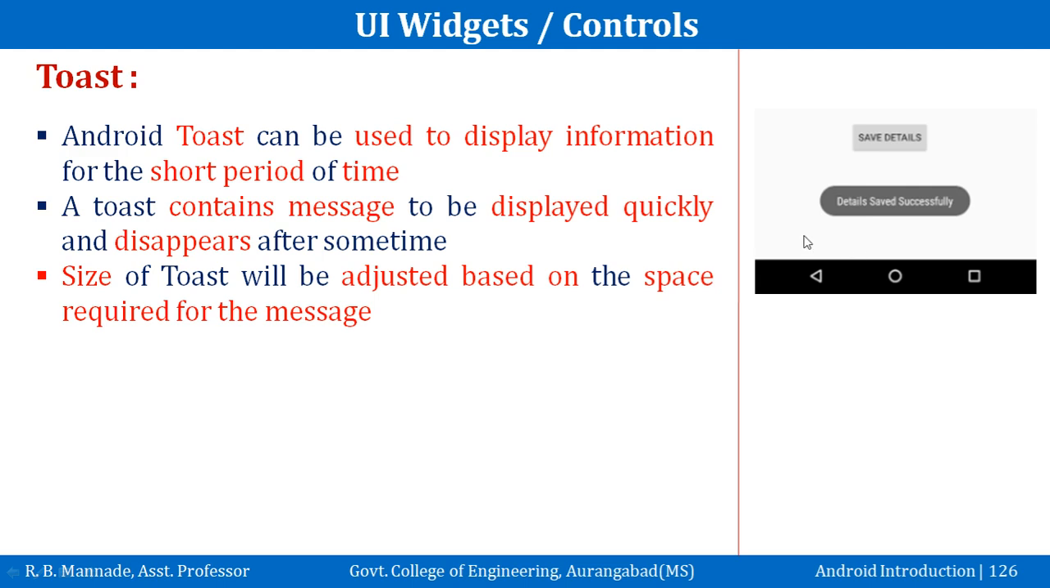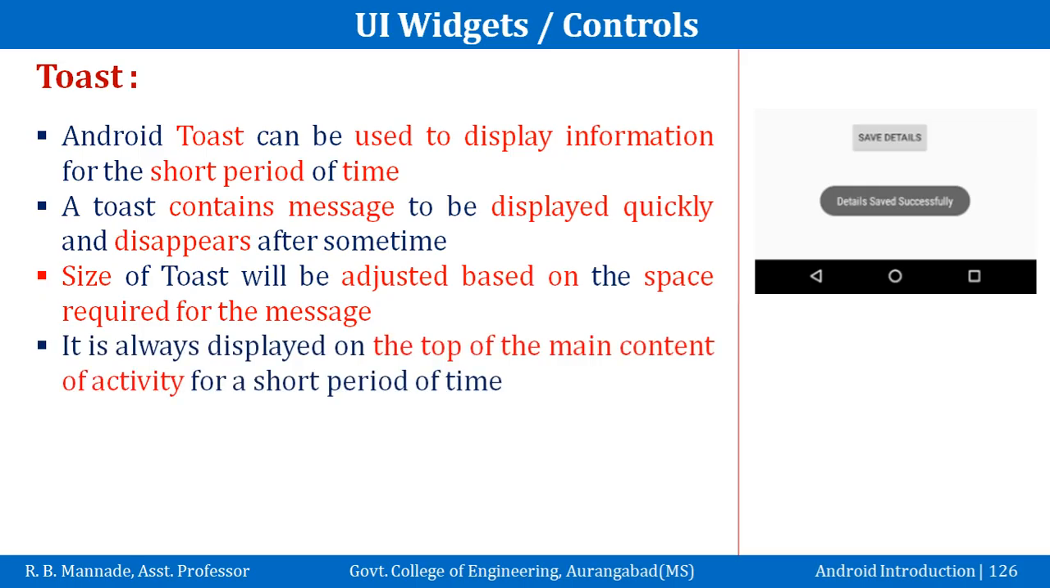If your toast message is too big, for example, 8 to 10 lines, then the size of the toast will be somewhat different. Its height will be like from here to here, and the width also like from here to here. In short, we can say the size of the toast can be adjusted based on the space required for the message.